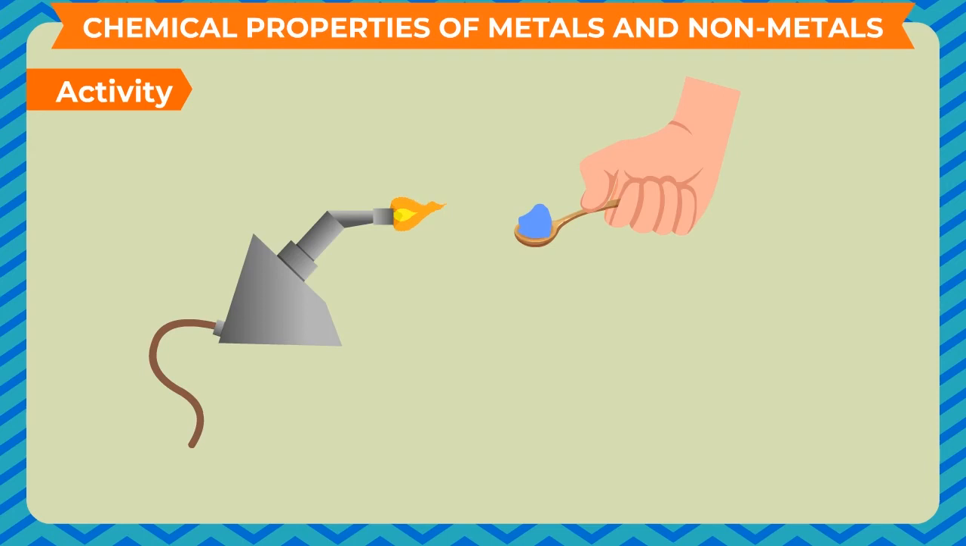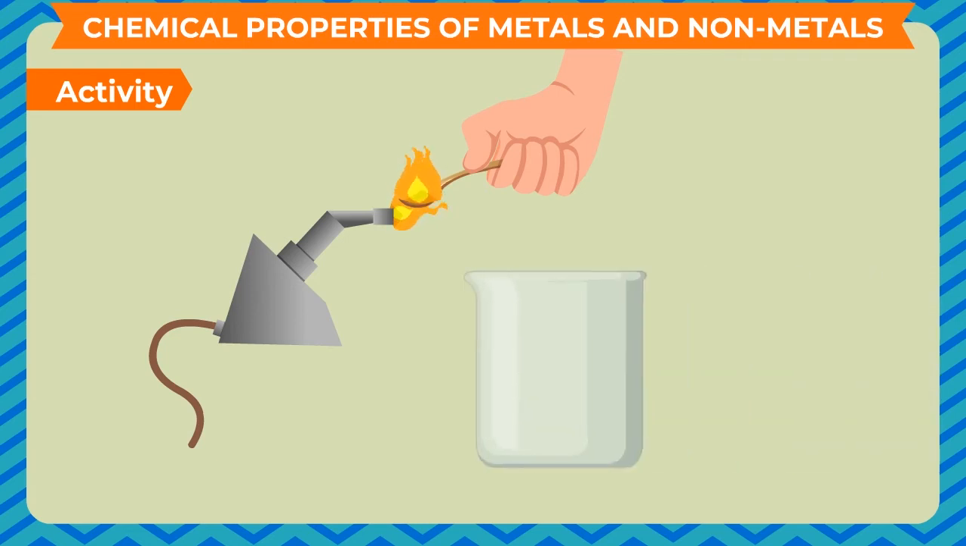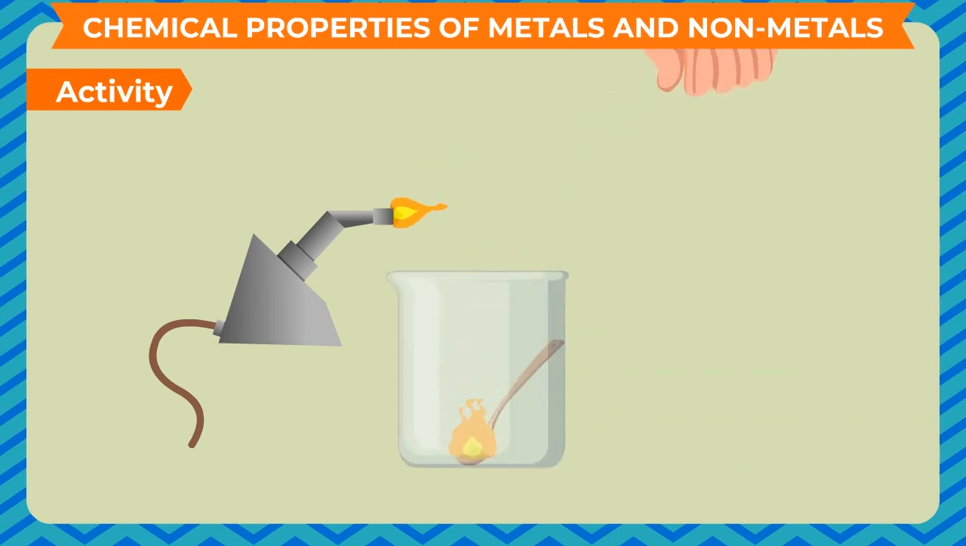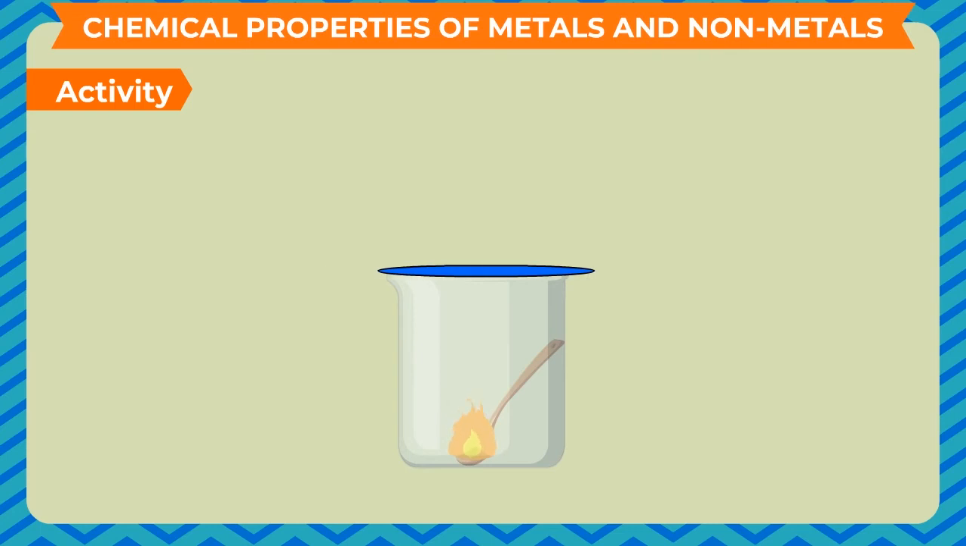To show that nonmetals react with oxygen to form acidic oxides, take sulfur in a deflagrating spoon and heat it. As soon as it starts burning, introduce it into a gas jar and cover it with a lid. After the sulfur stops burning, remove the spoon.